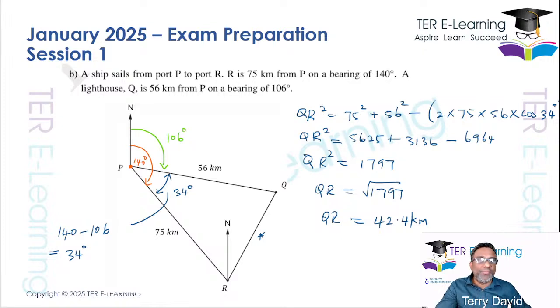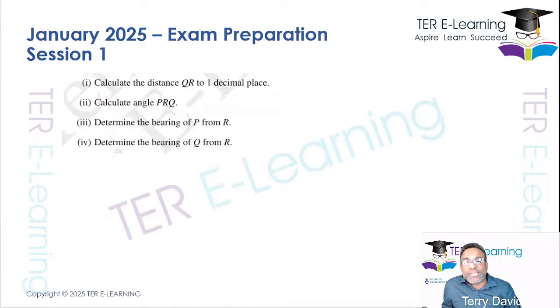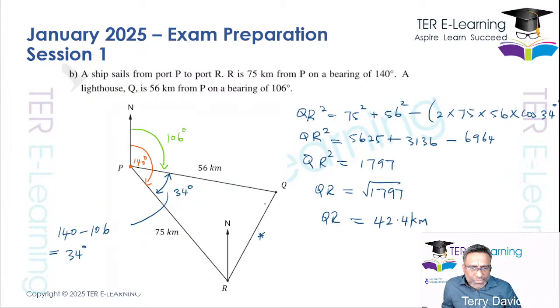So 42.4, 42.3, that's fine, right? Whatever you get there, work with that. So that's the answer for part 1. Next thing we want to do, we want to calculate PRQ. So where's PRQ? PRQ is this angle here. This angle here is what we want to work out.